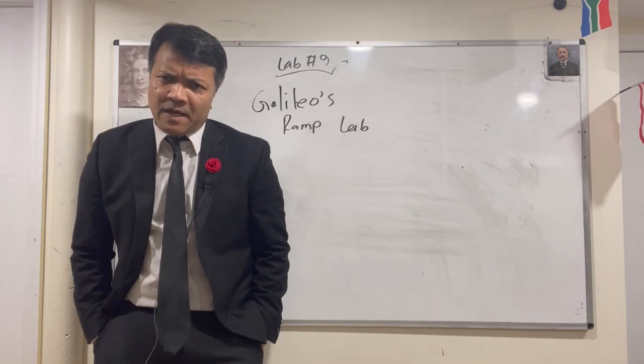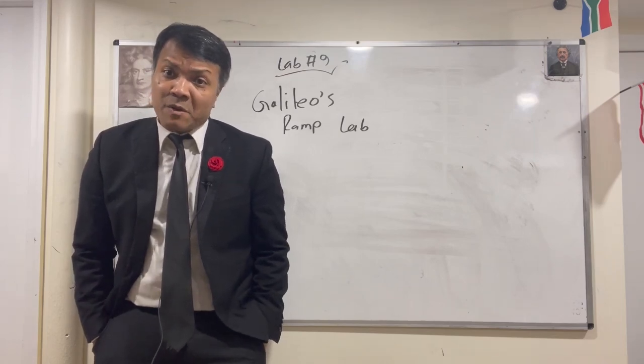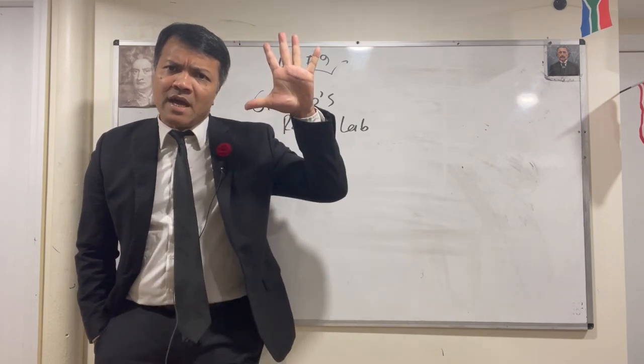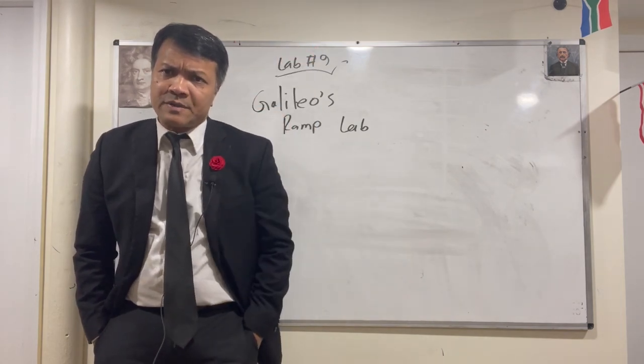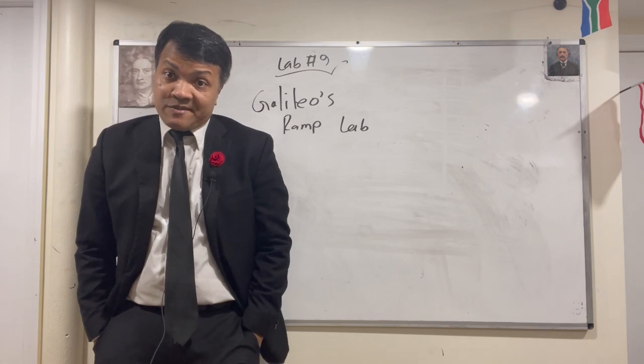Going to go over lab number 9, Galileo's ramp problem. It's a very famous problem because Galileo was the first person who helped us understand the behavior of a falling body. So what happened when you drop an object? Galileo gave us four hypotheses.